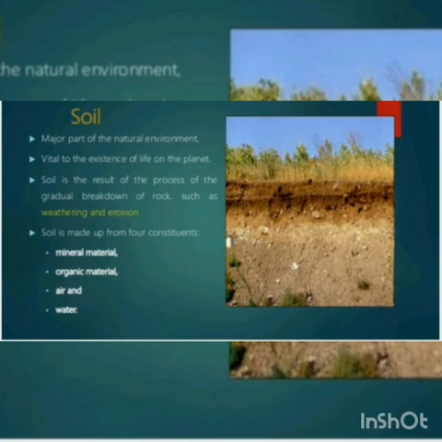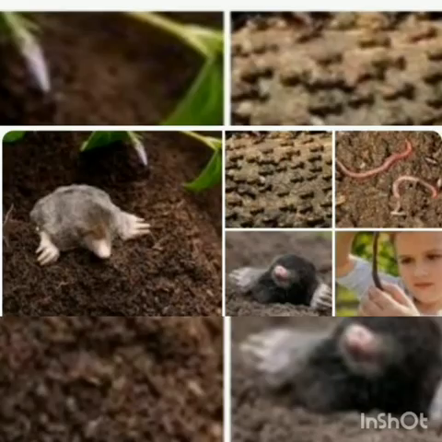Soil is an important natural resource. Resource means wealth. Soil is the major part of the natural environment. Soil contains mainly mineral materials, organic materials, air and water. Many microscopic organisms, micro means small, are present in soil. So, soil is home to many living things.